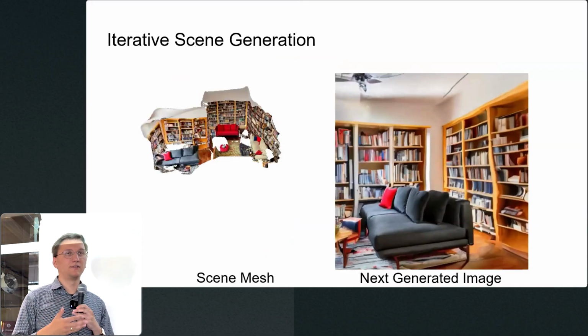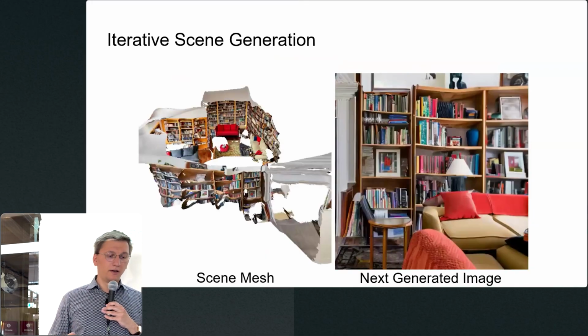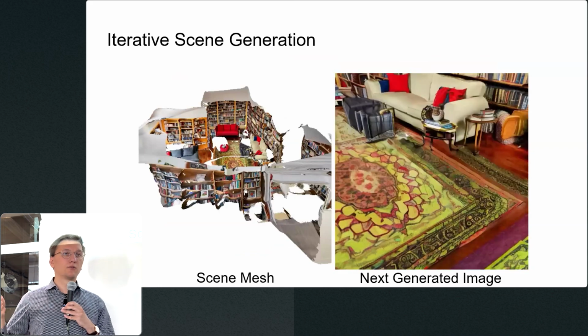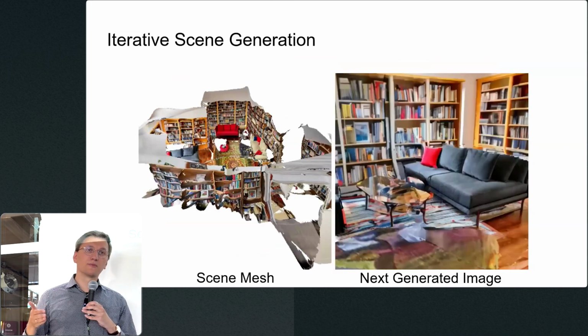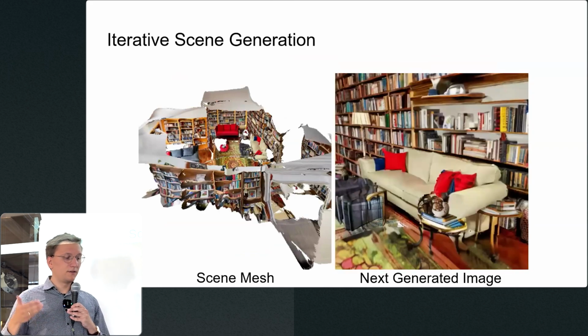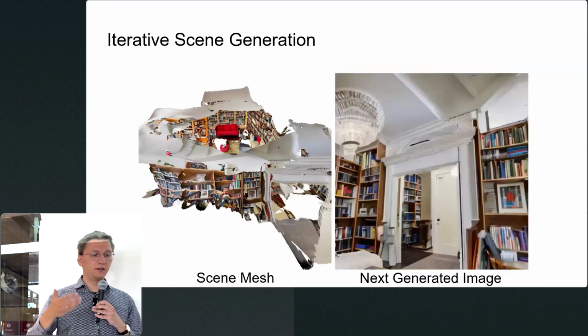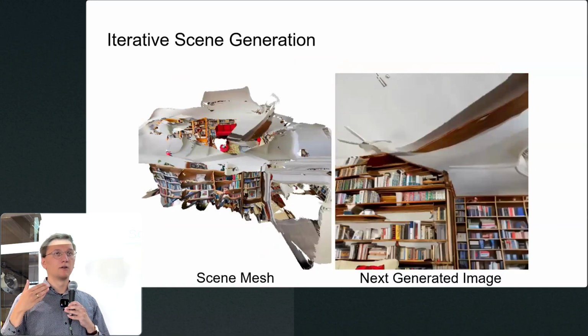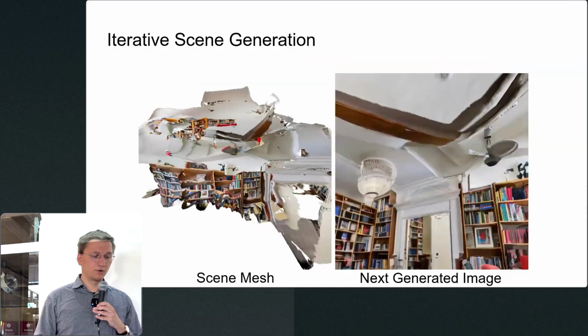Where on the left you see how the scene is iteratively built up, and on the right what the frames are looking like that we generated from different perspectives. And you can see that the scene gradually is complete. It has walls, it has floors and ceilings and multiple different objects.